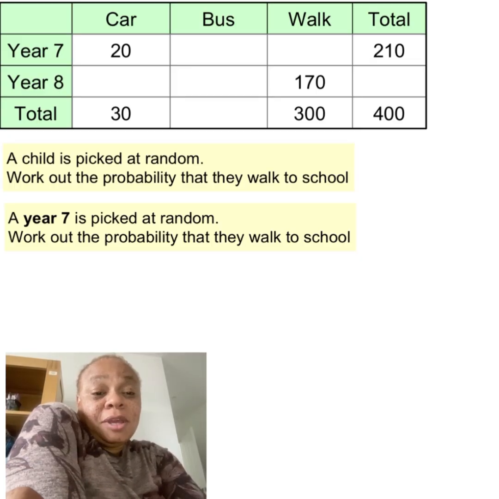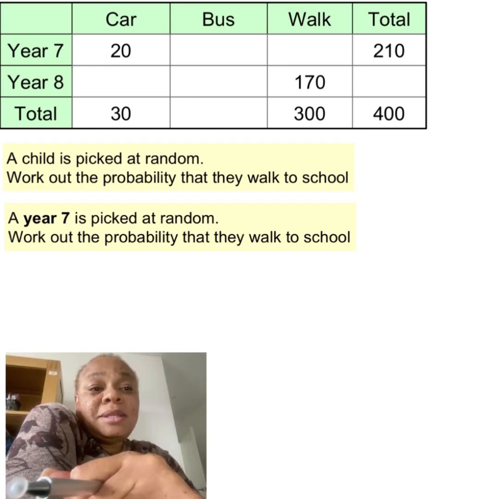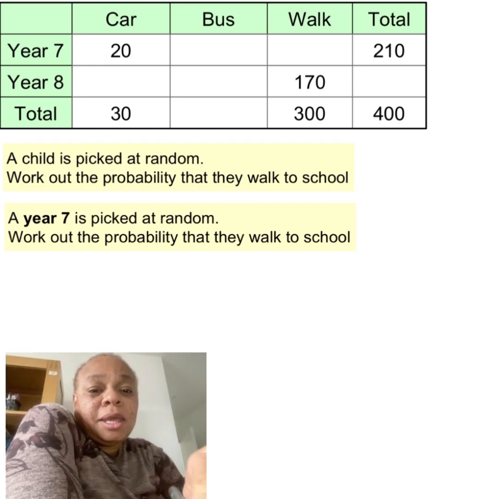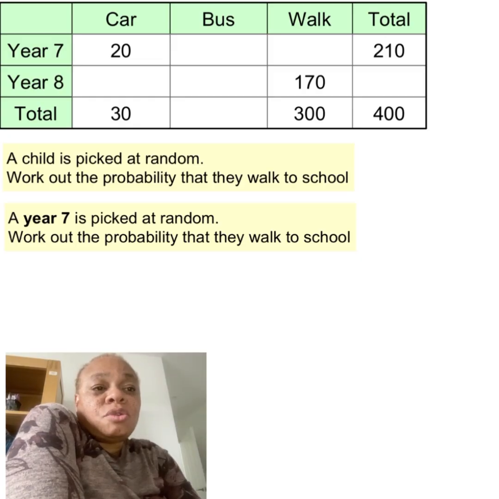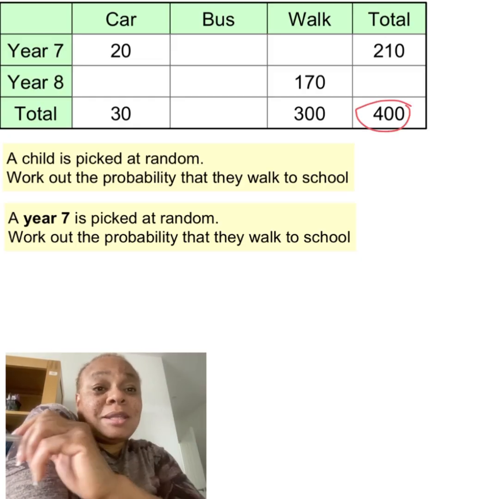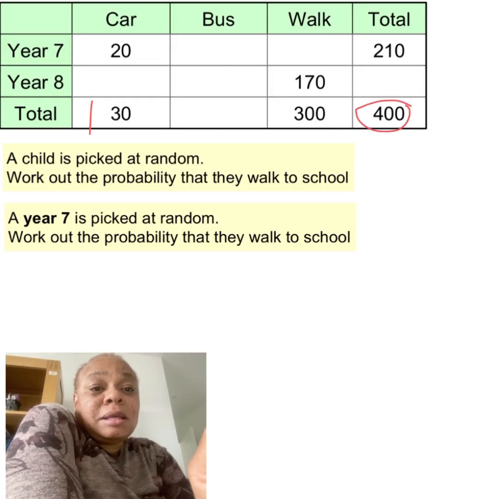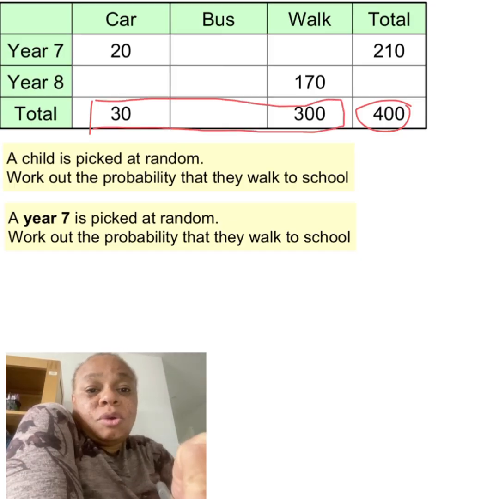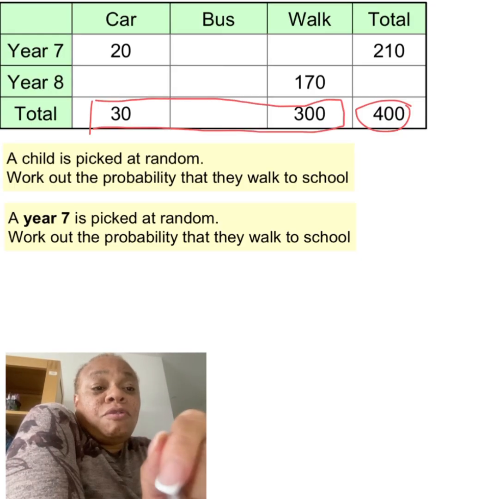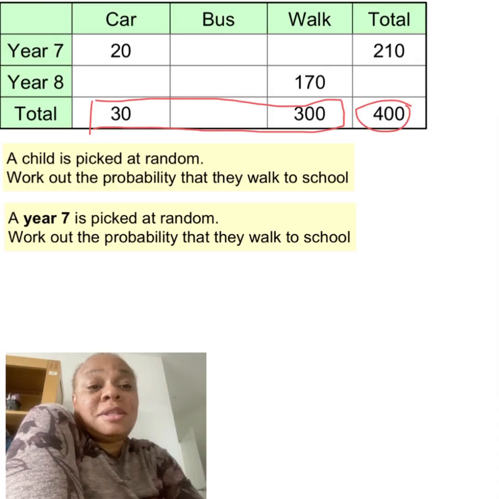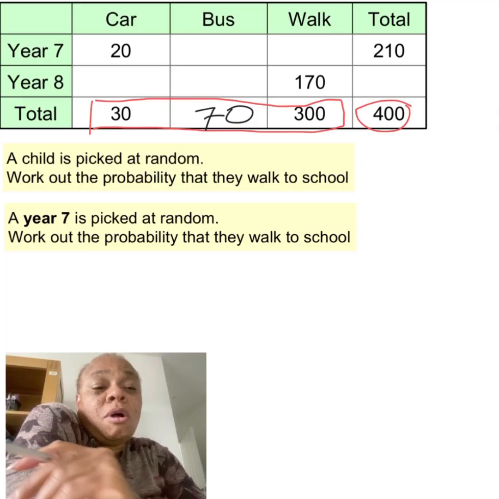Okay, welcome back. If you gave this a go yourself, let us make a start. We already have a total. Let's look at the bottom row and fill it in. We've got a total of 400 children in year 7 and 8, and this row must add up to 400. So if you do 400, take away 300, and take away 30, what you will have is 70. So this 70 should go in here. All that should add up to 400.